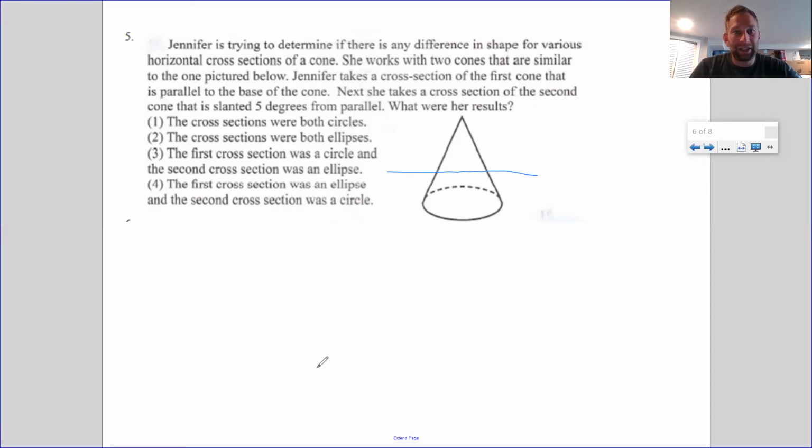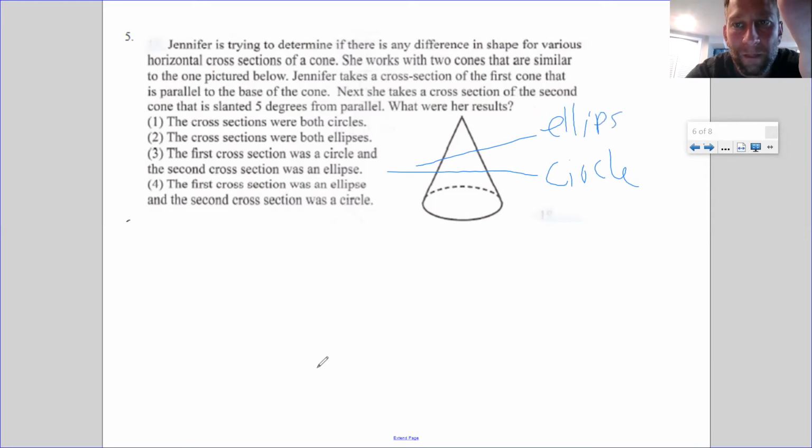Next, she takes a cross section of the second cone that is slanted 5 degrees from parallel. So she means like that. What were her results? The cross sections were both circles. Well, the horizontal cross section should have been a circle. The diagonal one, the slanted one, should be an ellipse. So the first cross section was a circle, the second was an ellipse. Choice 3 is your answer.